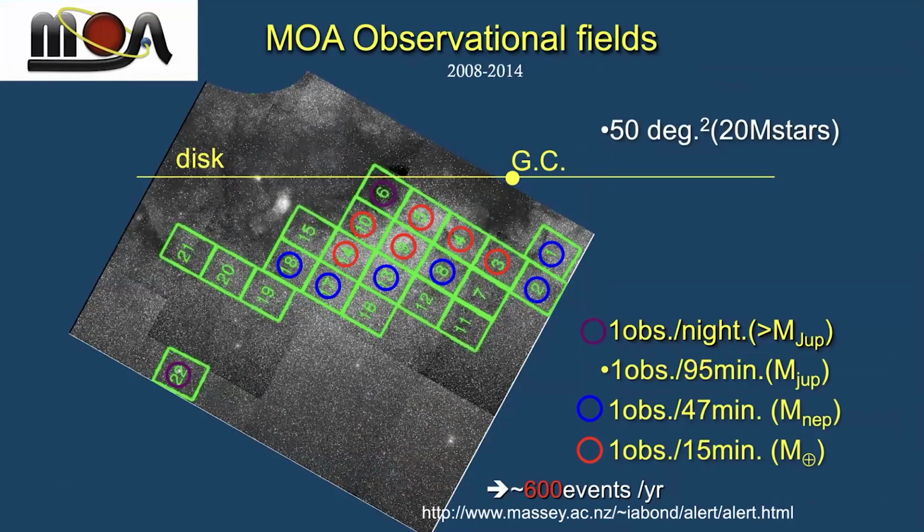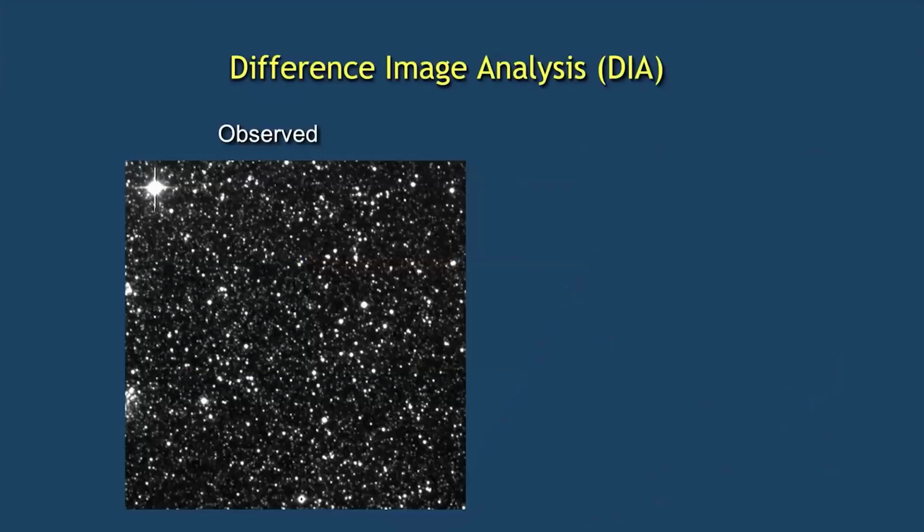Here is our field of view, the Galactic Center disks. We are observing around 50 square degrees, including 20 million stars. In the red field, we are observing with a 15 minute cadence, the blue is 47 minutes, and the other fields are 95 minute cadence. We are detecting about 600 events every year. That high cadence makes it possible to detect such short timescale microlensing events.